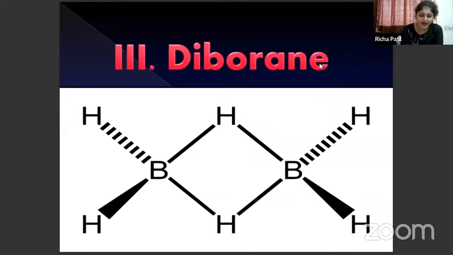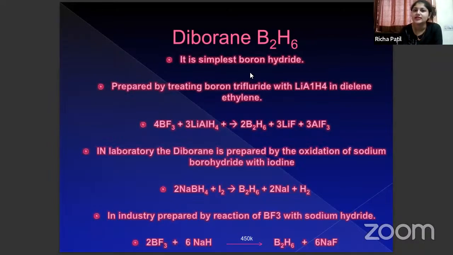Next is diborane. Diborane is an important compound of borane. So this is the structure of diborane. You can see it is a dimer-like structure, right? So the dimer B2H6 is nothing but diborane. Diborane is the simplest boron hydride.